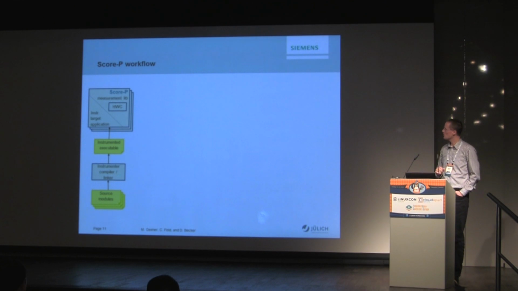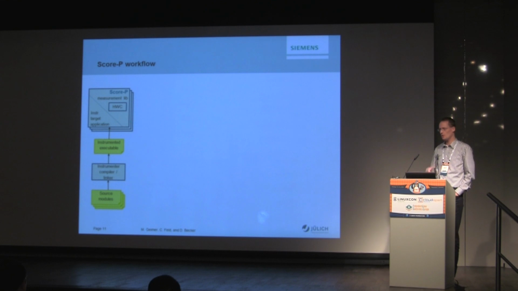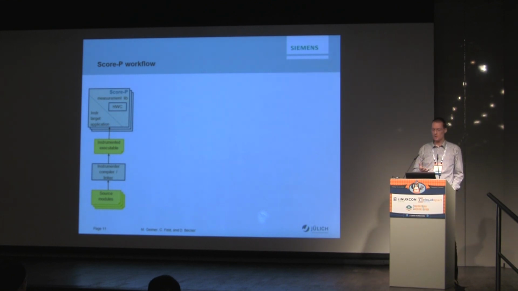Okay, so how does the Score-P workflow look like? You typically start off with your source modules, which you then pass through an instrumenter, typically based on the compiler and linker, so you end up with an instrumented executable, which basically includes the application code plus the measurement library. This is then run in parallel, either as multiple processes or one process with multiple threads.